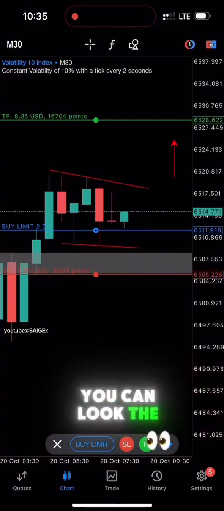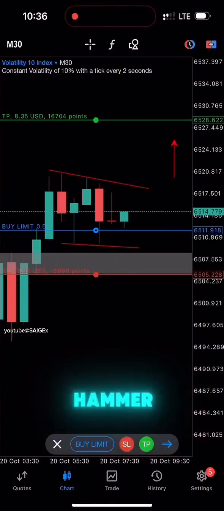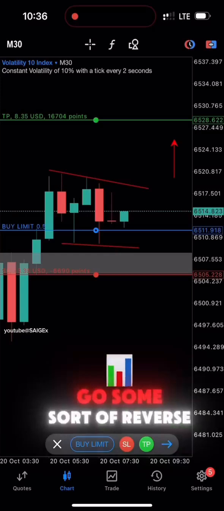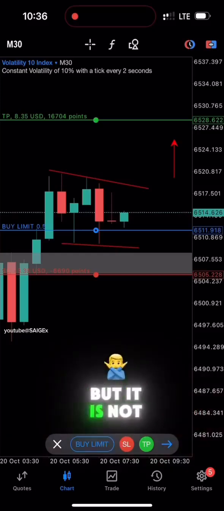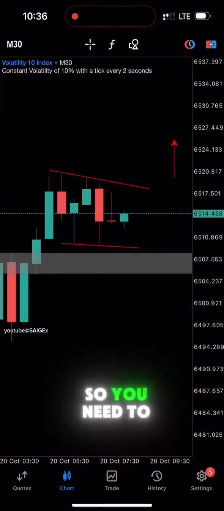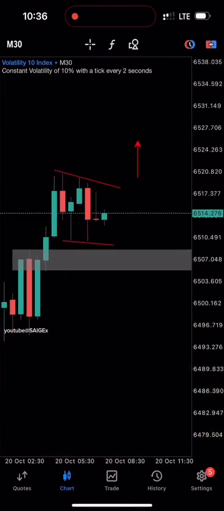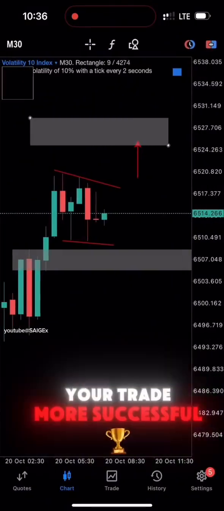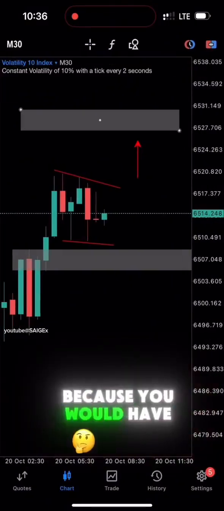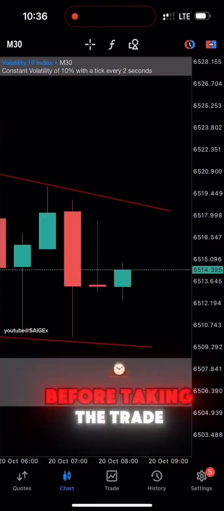You can look at the wick next to the green one, which is forming an inverted hammer, which means it's going to do some sort of reversal, but it is not that strong, but at least it will blow your account. So you need to really look at that before you decide to do anything. This is what makes your trade more successful, because you would have measured the amount of floating loss you could be carrying before taking the trade.